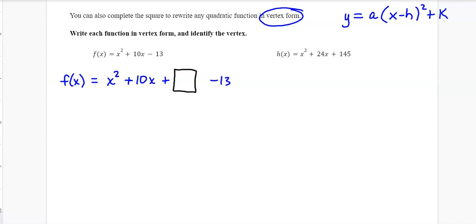If I want to complete the square, I'm going to take b, which is 10. I chop it in half, which gives me a 5. And then I got to square it and put it right in here. So that would be 25.